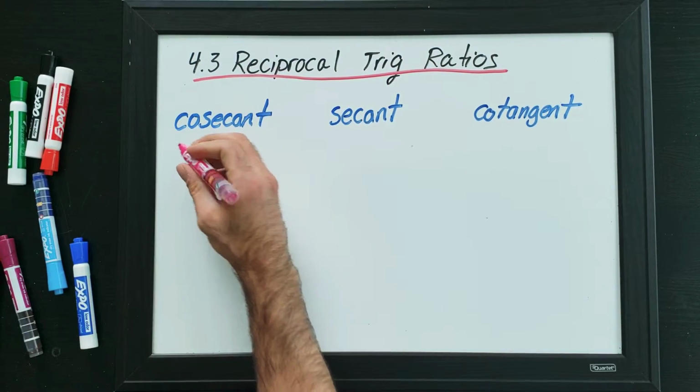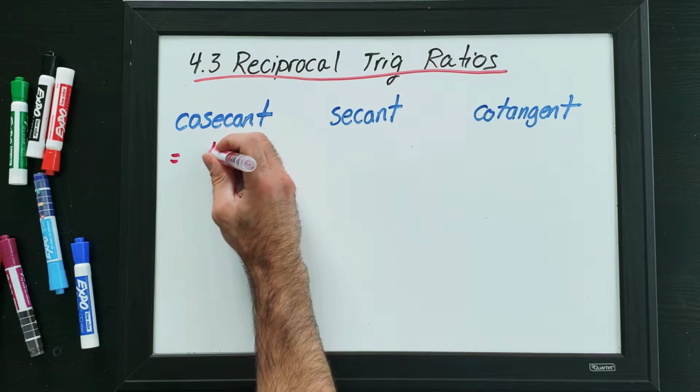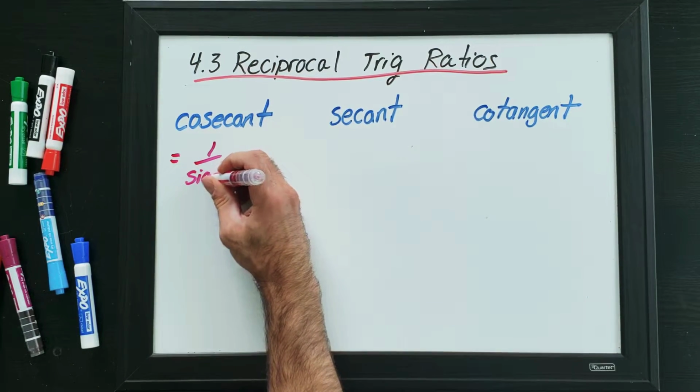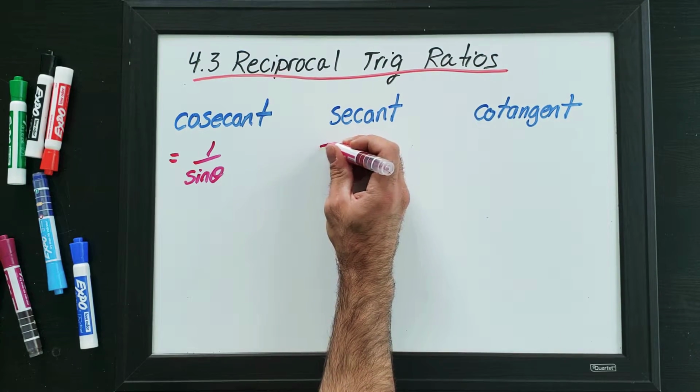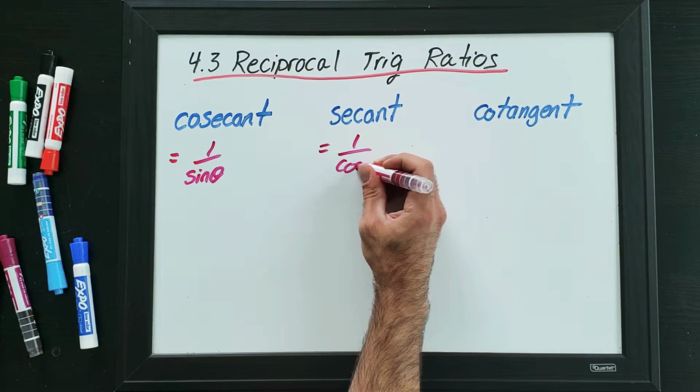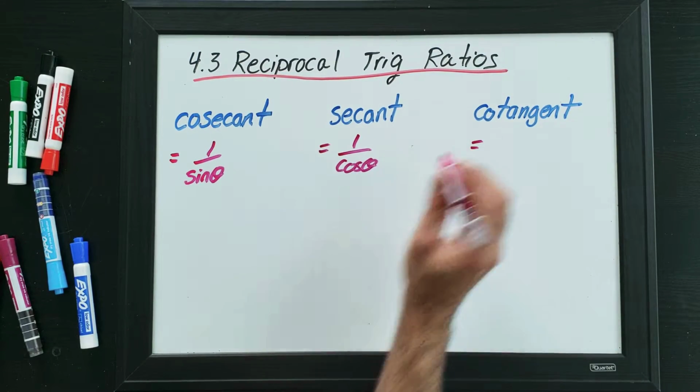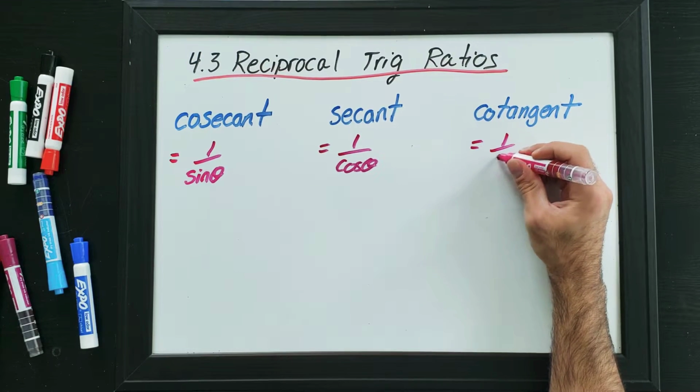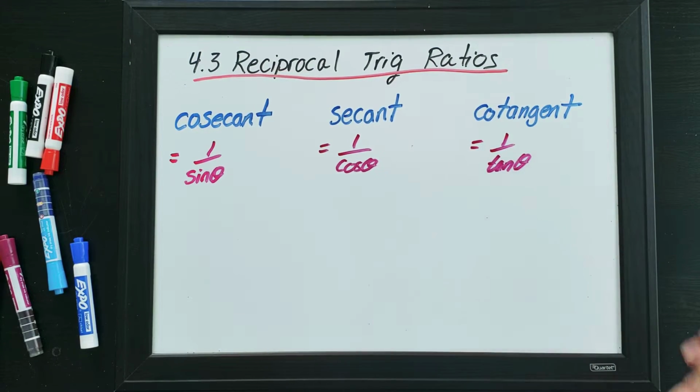So for instance, cosecant is the reciprocal of sine. Secant is the reciprocal of cos. And cotangent is the reciprocal of tan.